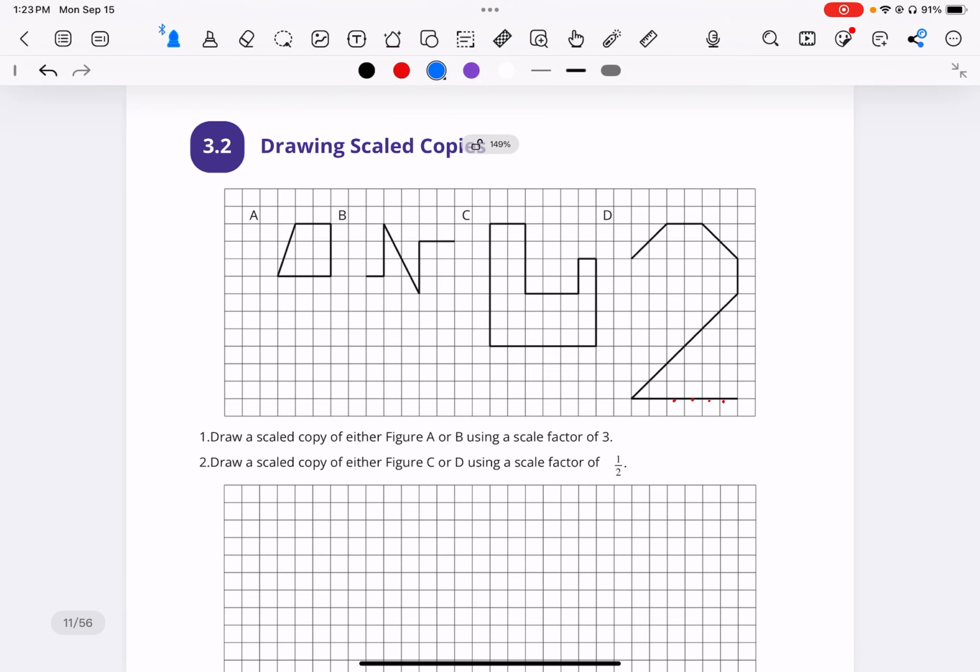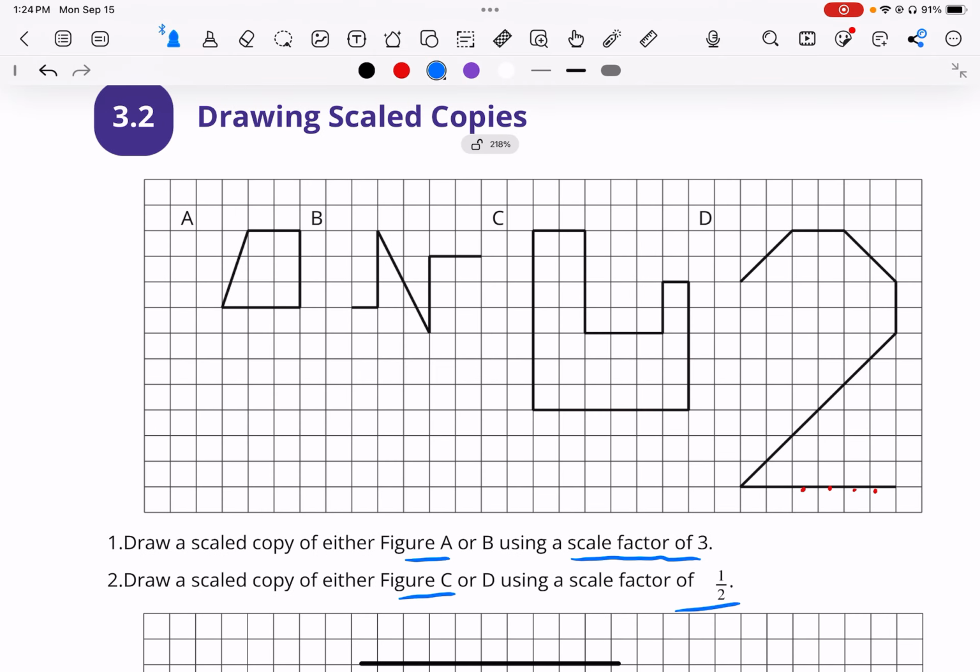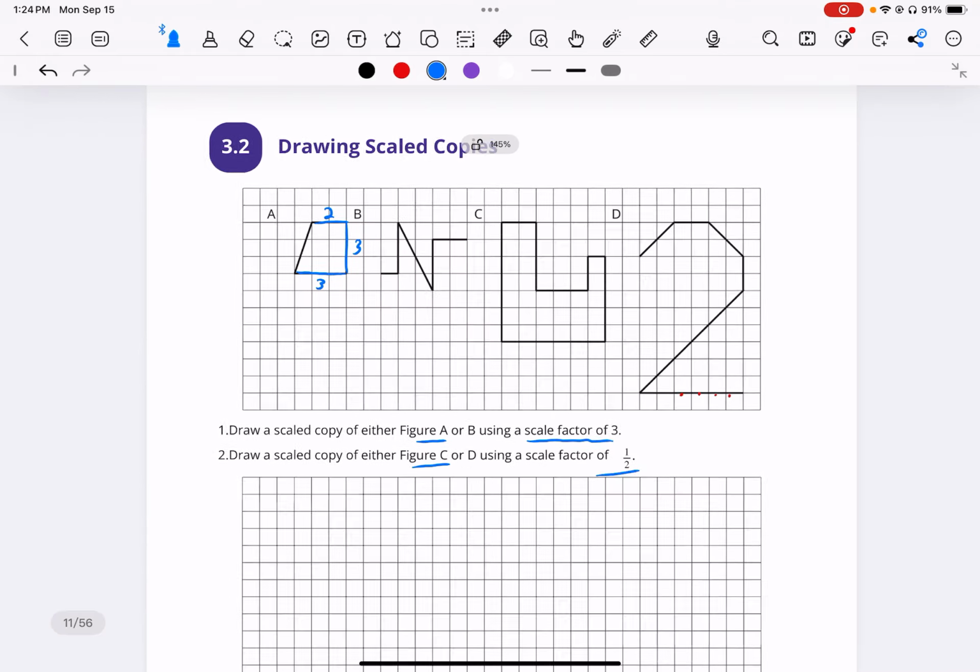We're going to draw two scaled copies. We're going to draw a scaled copy of figure A using a scale factor of 3, and we're going to draw a scaled copy of figure C using a scale factor of 1/2. So for A, since this side is slanted, I'm not going to count that side just yet and see if I could use the other sides. So I know this side is 2 units because it's 2 boxes. Then it goes down 3. Then it goes to the left 3. And I'm not going to worry about the slanted side yet.